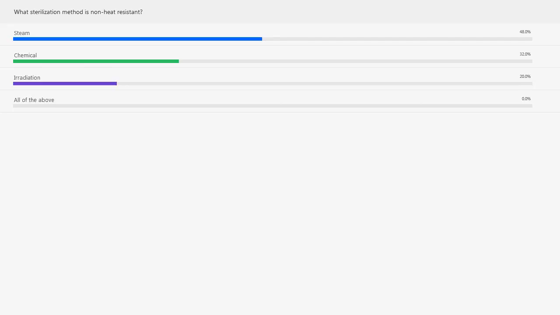Steam sterilization is not heat resistant, meaning that if you have a primary packaging component that is non-heat resistant, then you don't want to utilize steam sterilization, because steam sterilization is roughly 121 degrees Celsius, and it'll degrade the primary packaging component. But I had it worded to try to throw a little bit of a curveball to the audience. Keeping everyone on their toes.